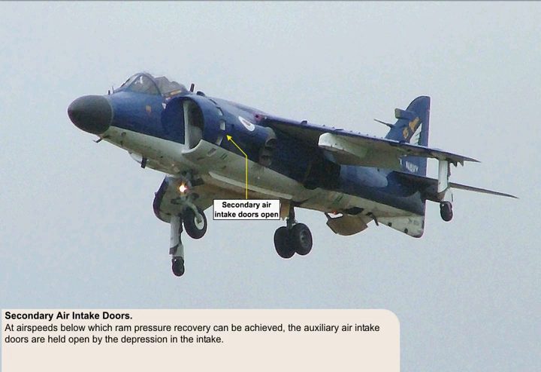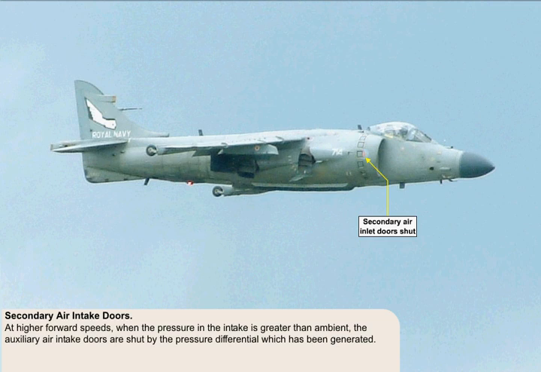At airspeeds below which ram pressure recovery can be achieved, the auxiliary air intake doors are held open by the depression in the intake. At higher forward speeds, when the pressure in the intake is greater than ambient, the auxiliary air intake doors are shut by the pressure differential which has been generated.